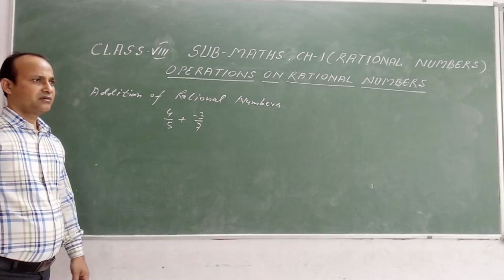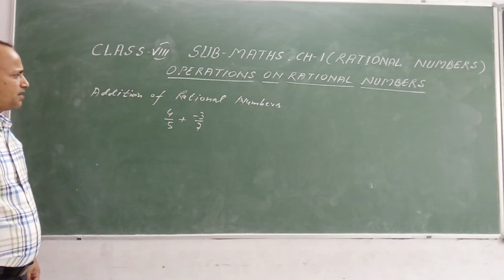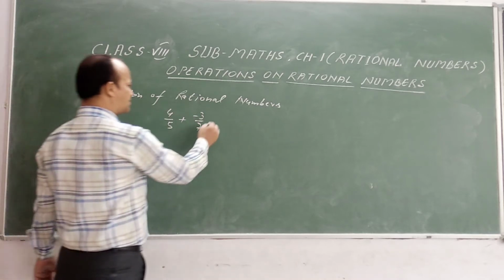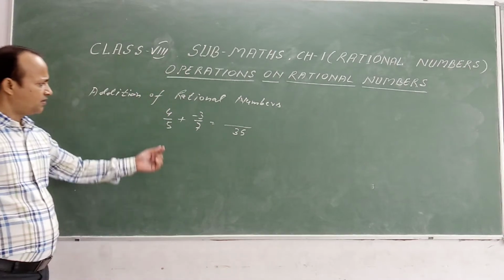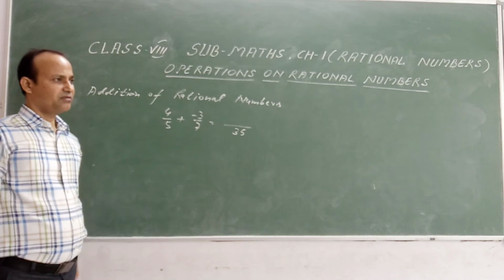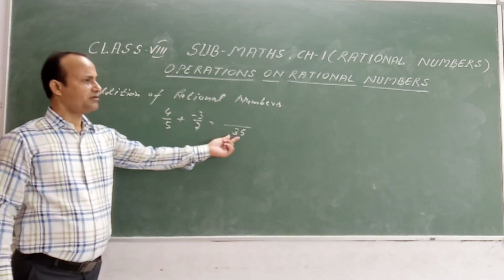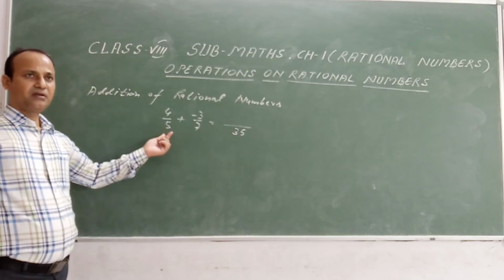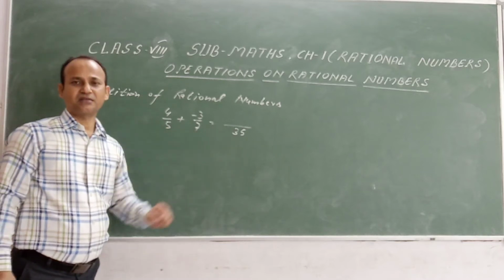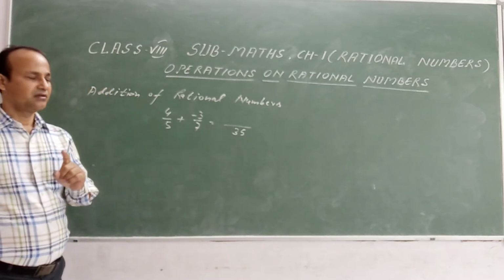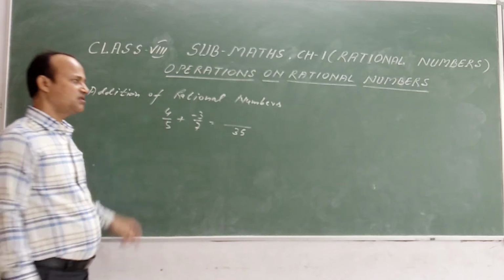In this case, when the denominators are different, first we take the LCM of 5 and 7, that is 35. Now divide the denominator with the denominator, it will give the result, that is 5 7s are 35, 7. That 7 will be multiplied with the numerator, that will give 7 4s are 28.